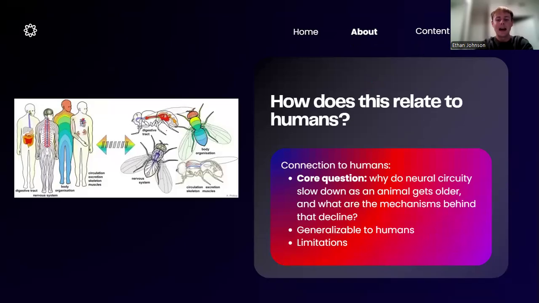Okay, again, how does this relate to humans? So the core question that this experiment is investigating is, why do neural circuits slow down as an animal gets older? That's something that can apply to all organisms, including humans. And then what are the mechanisms behind this decline? So these strategies that are used when studying these circuits in fruit flies can also be applied to humans, and even some of the properties might be targets that we want to investigate in humans.